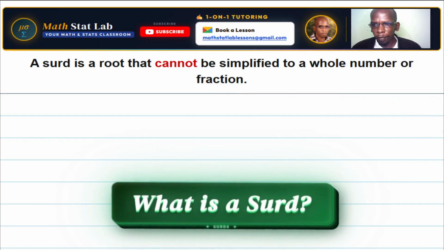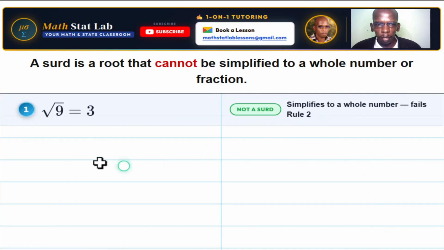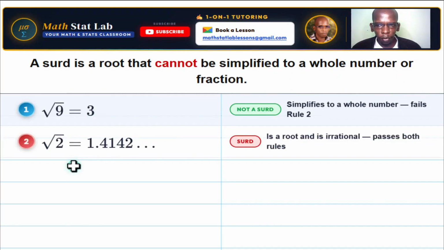Let's take, for example, a number like the root of 9. Yes, there is a root, but the number inside the root is 9. If you take the square root of 9, it will be 3. 3 is a whole number, and we said a surd should not simplify to a whole number or a fraction. Therefore, the root of 9 is not a surd because it simplifies to a whole number.